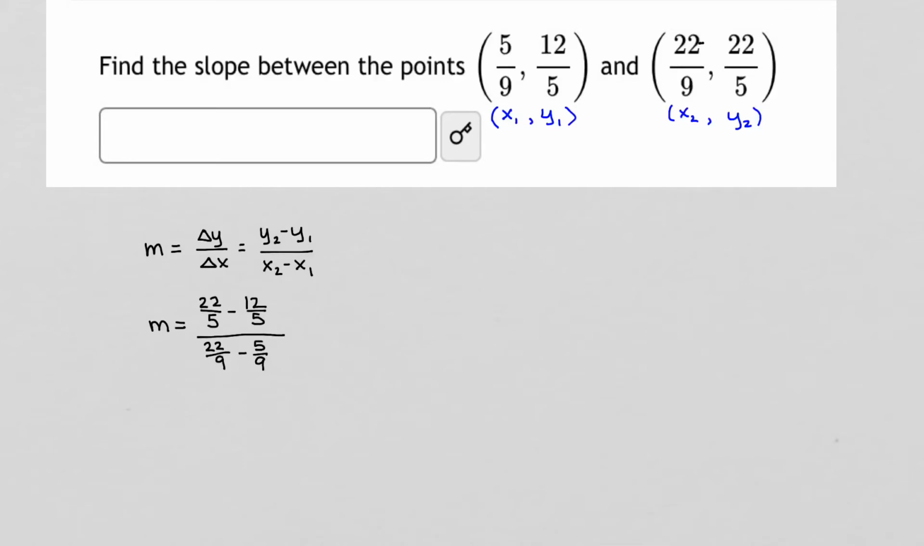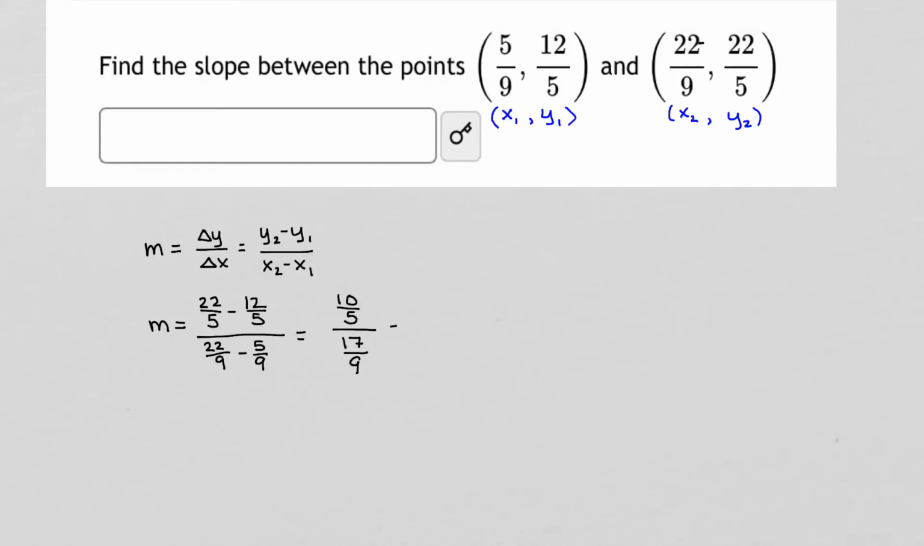Okay, so now let's combine like terms. In the numerator, because I have like denominators of 5, I can subtract my numerators. So 22 minus 12 is actually 10 over 5. And in the denominator, down the bottom, I have common denominators of 9, and I can combine those two fractions by taking 22 minus 5, which is going to give me 17 over 9. So I have the fraction 10 over 5 divided by 17 over 9.